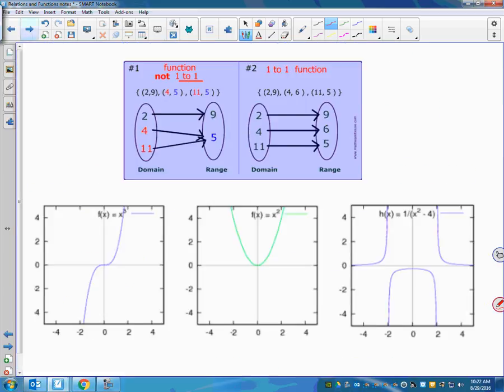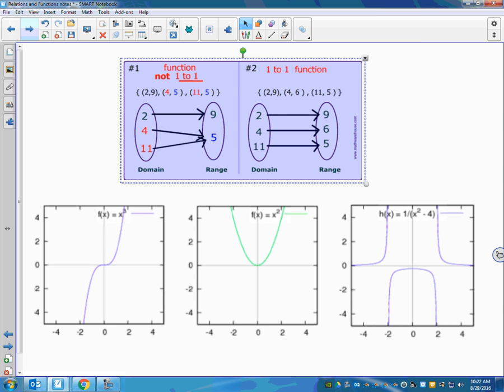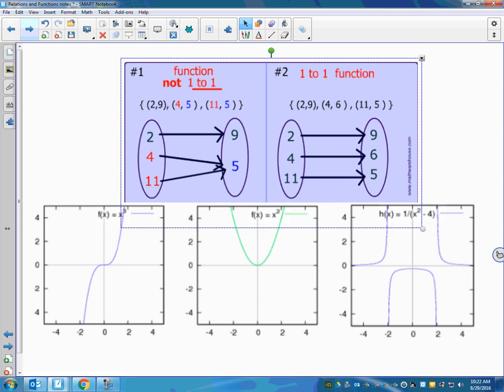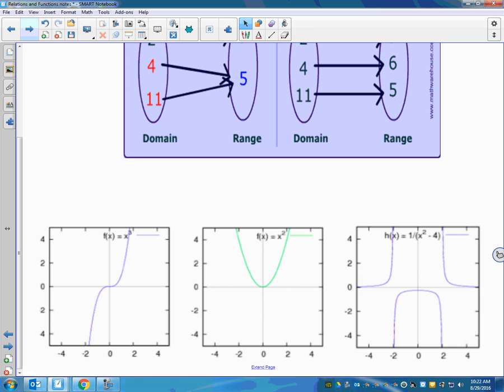So I don't think this is on your paper. Is this on your paper? It's not, right? So I wanted to look up some examples. Can you see that, or I need to make it bigger? Like this. How about that? Can you see that?